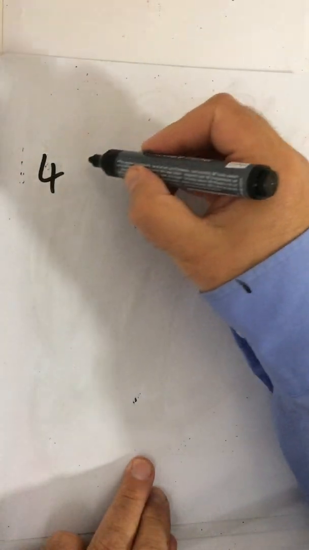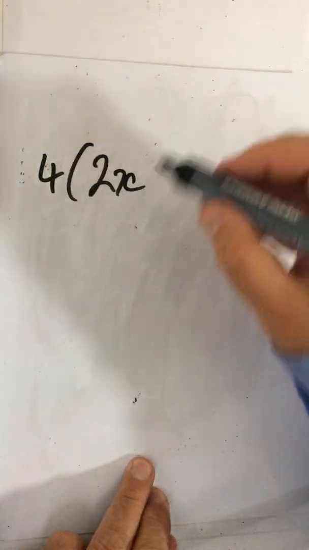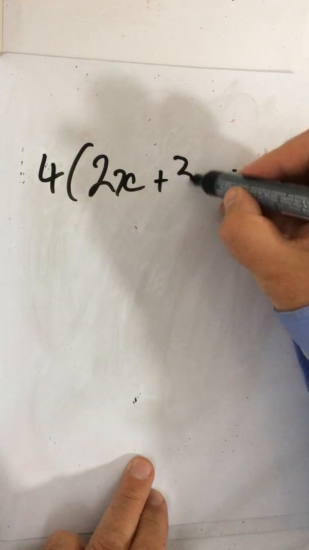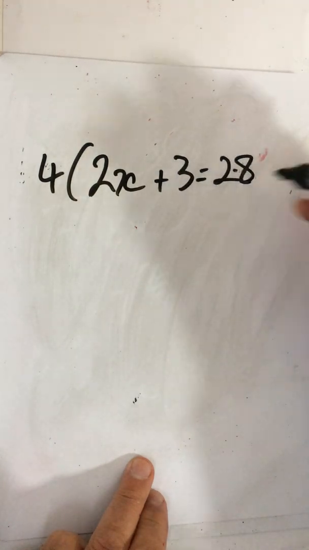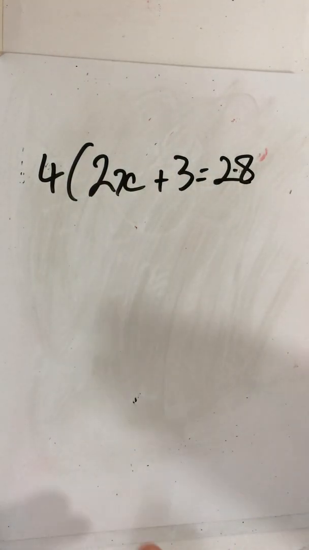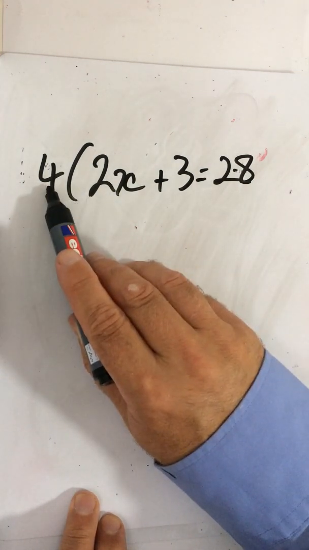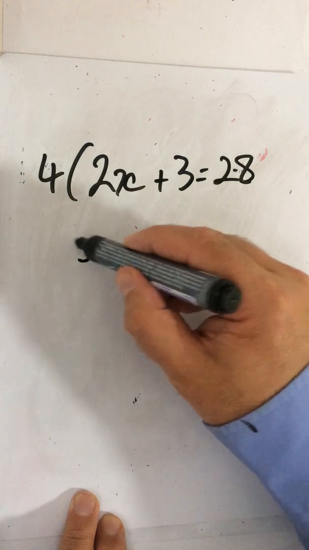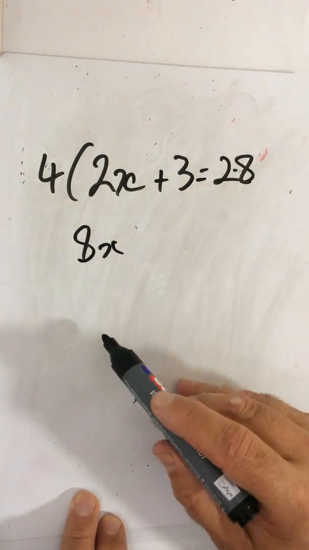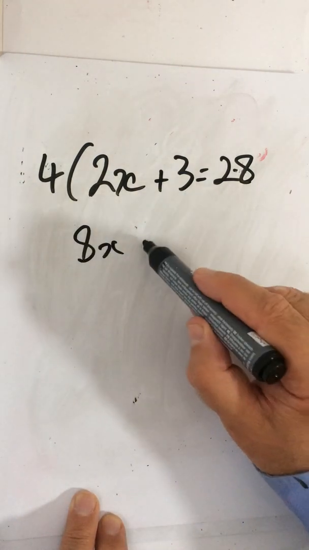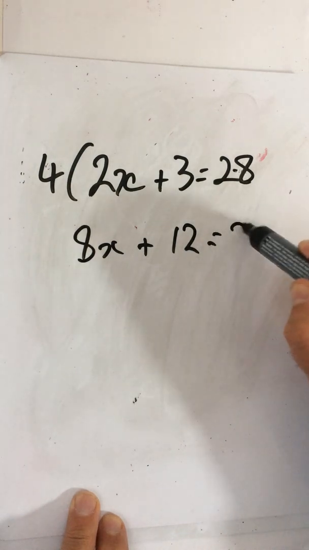With brackets. So 4 times (2x plus 3) equals 28. Now again, we know how to expand brackets. The number outside is multiplied by what's inside the bracket. So 4 times 2x is 8x. So first thing I do underneath is expand the bracket. 4 times 3 is 12 equals 28.